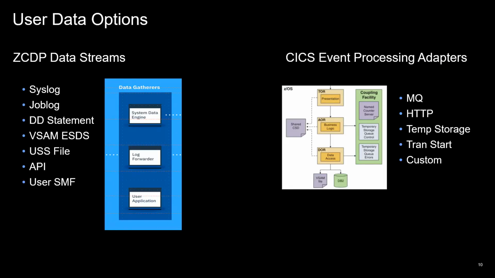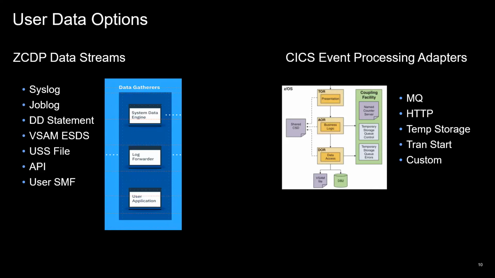And that gets us to CICS Event Processing adapters and how they will work with CDP. On the left-hand side, you see a list of the supported data stream types. So syslog, joblog, DD statements can be read. VSAM ESDSs can be read directly, as well as files in the USS file system. The API, which we mentioned, and then user SMF records.